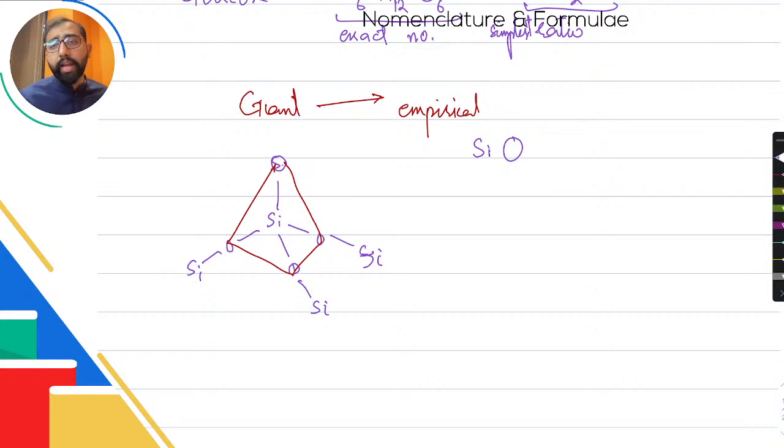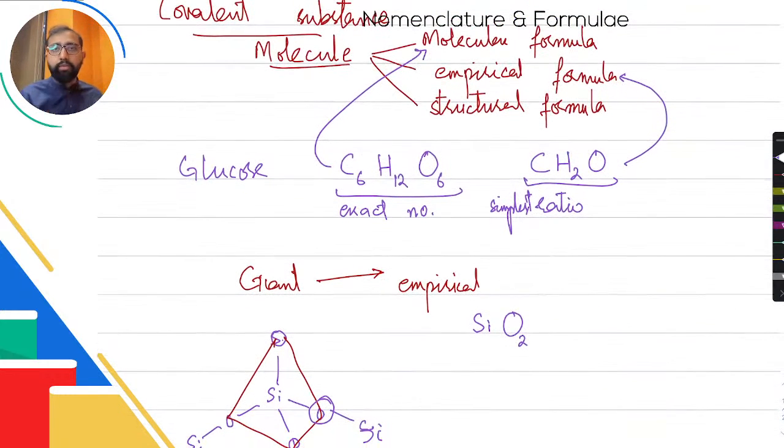What I do know is that for every silicon there are double the oxygen. Why? Because every oxygen is attached to 2 silicon, and every silicon is attached to 4 oxygen. So there are twice the number of oxygen than there is silicon. So my formula is going to be SiO2, and that's my ratio. That is silicon dioxide. Now that's the primary difference, that if something is molecular, we can have different kinds of formulas: molecular formula, structural formula, empirical formula. But if something is giant, we just go for empirical formula. In fact, anything that has a lattice, we always go for the empirical formula. That's a covalent substance. All right.